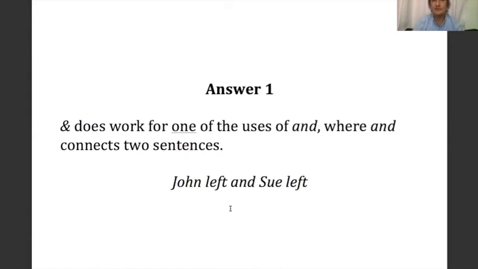Okay, so one reason we use a logical and is that it does work for one of the uses of and, where and connects two sentences, and it works very well for that. John left and Sue left. It seems like this interpretation gives us everything we need in order to understand these kinds of sentences.